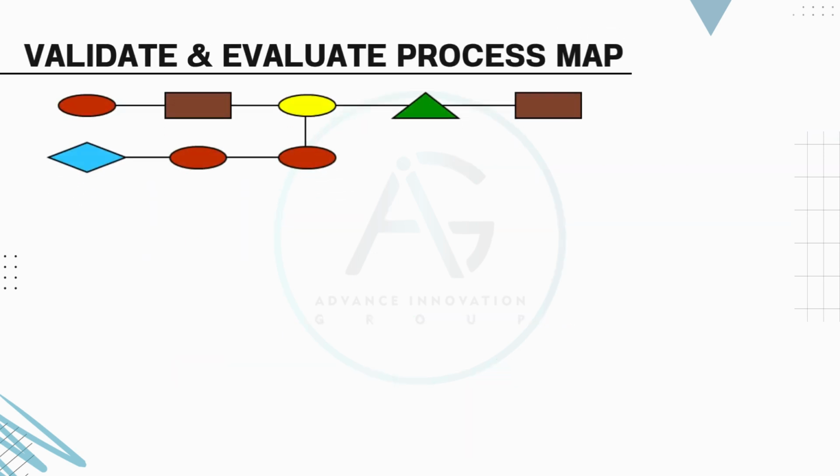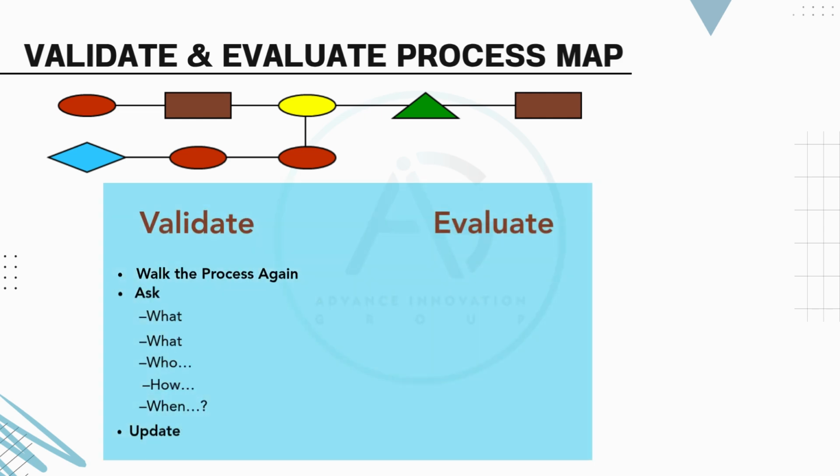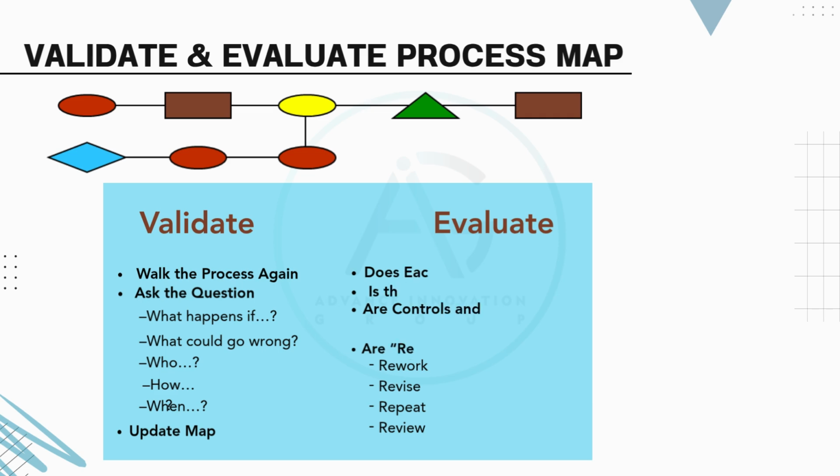Validate and evaluate the process map. Validate. Evaluate. Walk the process again. Ask the question, what happens if? What could go wrong? Who? How? When? Update the map. Does each step add value? Is the step necessary? Are controls and measurement criteria in place? Are re's occurring? Rework, revise, repeat, review.